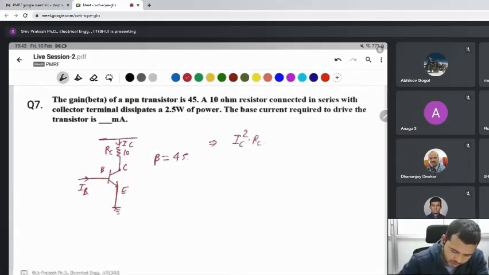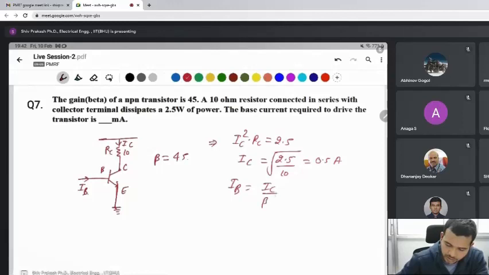IC squared into RC is equal to 2.5 watt, as given, and we need to find the current IC. 2.5 divided by RC, where RC is 10 ohm. Take the square root of this and we find 0.5 ampere. Then find IB, which is IC divided by beta. It equals 1.1 milliampere, I think.